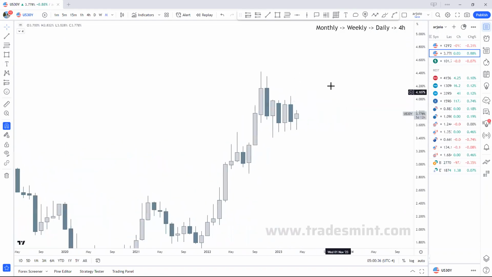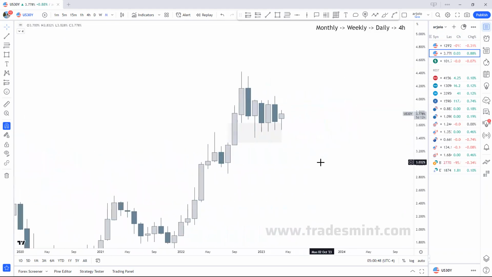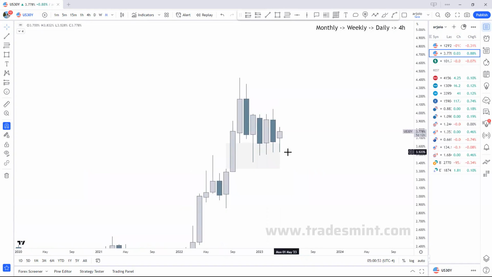All right, the yields are very ugly right now. But again, we are respecting this fair value gap. So we haven't done anything crazy yet. We are still respecting this monthly fair value gap. So if we do want to continue higher, where will we likely continue higher from? Well, this fair value gap. And if you didn't notice, this is the yields. So US 30 yields. If the yields are going higher, bonds are going lower, and dollar is going higher. And if dollar is going higher, then indices, foreign currencies, etc., will go lower.